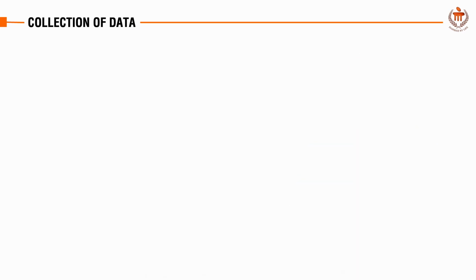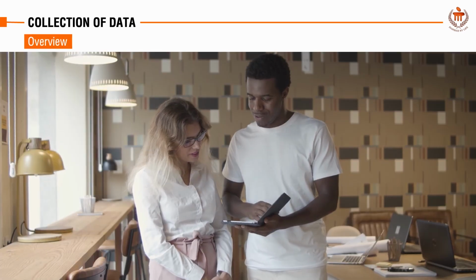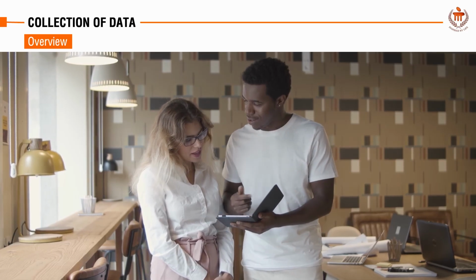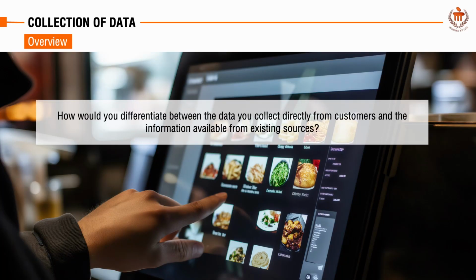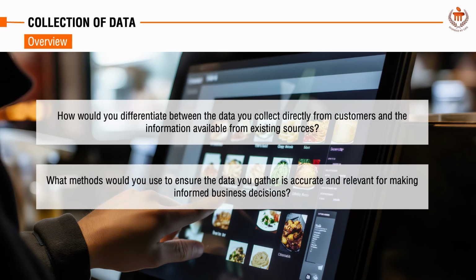Imagine that you are launching a new restaurant and you need to gather insight about customer preference. How would you differentiate between the data you collect directly from the customers and the information available from the existing source? Next thing that comes to your mind: what methods would you use to ensure that the data you gathered is accurate and relevant for making informed business decisions?